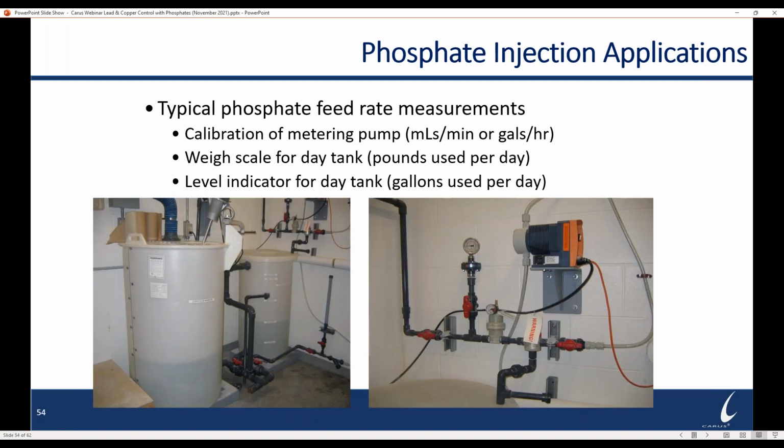Now, some things to keep in mind. The state regulator is probably going to ask you these as well, but do you have a calibration of your metering pump in mils per minute or gallons per hour? And then also, do you know how much phosphate product you fed on a daily basis? So do you have a weigh scale or a level indicator on your day tank so we can determine how much product you fed, plus with how much water you've treated, we can calculate the dosage of phosphate that you're feeding to the system.